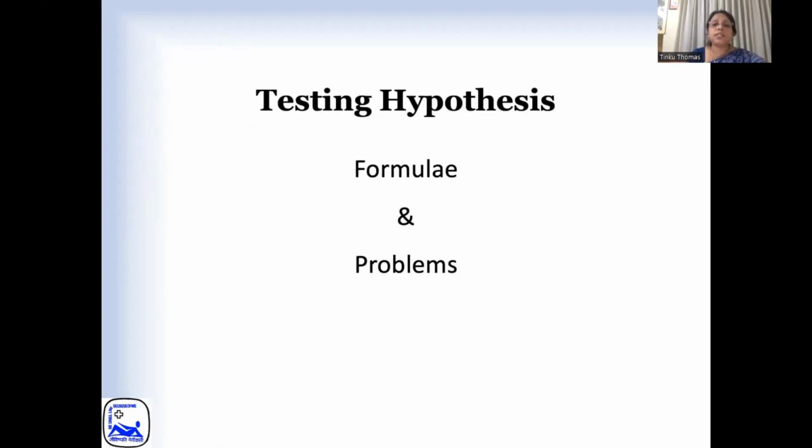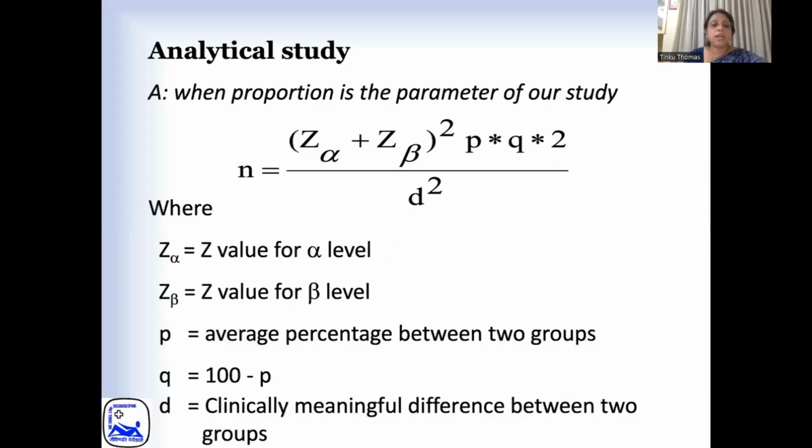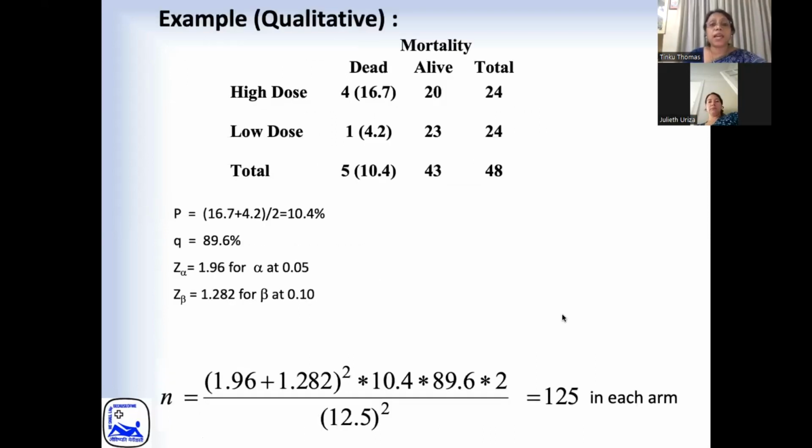Now let's say we are doing a testing of hypothesis, that is comparing between groups. The first one that we will see is looking at difference in proportions. So we are comparing the proportion or percentage between two groups. Let us see an example for that. So we are comparing mortality between high dose and low dose treatment.